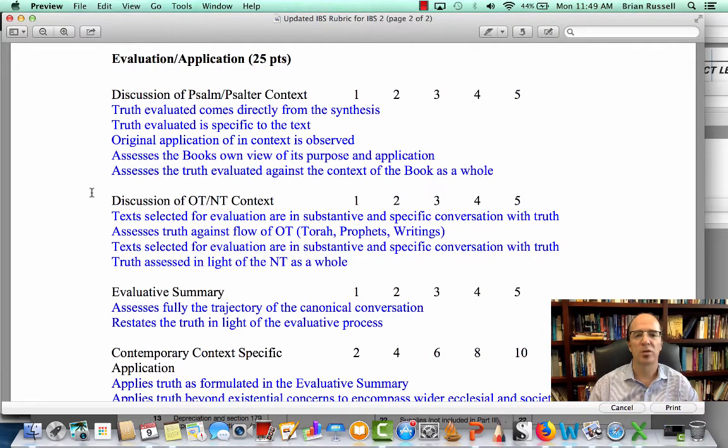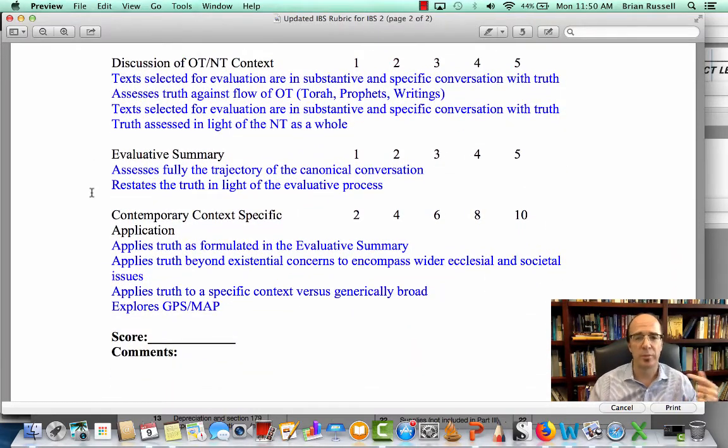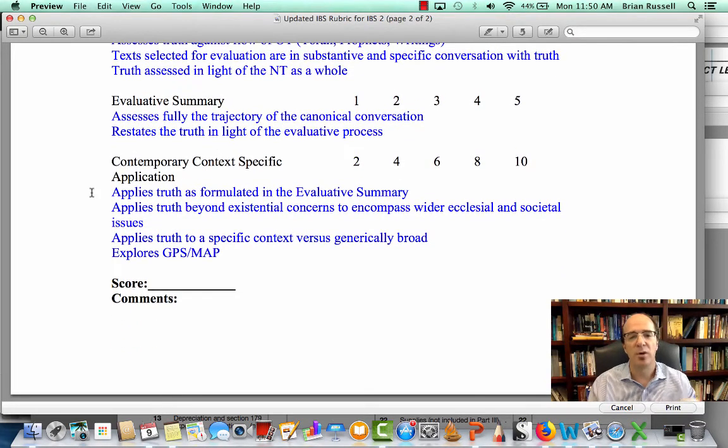And also, we're going to assess the truth against the context of the book as a whole. So you want to think again, how does the truth that comes out of the text that I'm studying, how is that dealt with in the rest of the book, if it is? Then move to a discussion of the Old Testament and New Testament context. So I'm going to be looking for your choice of texts, and also, again, rule of thumb, a couple of passages from the Old Testament outside of the book that you're working in, a couple of passages from the New Testament.